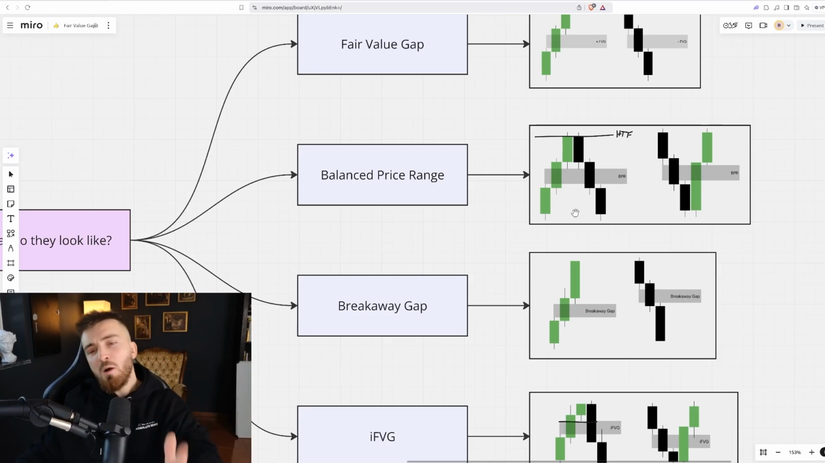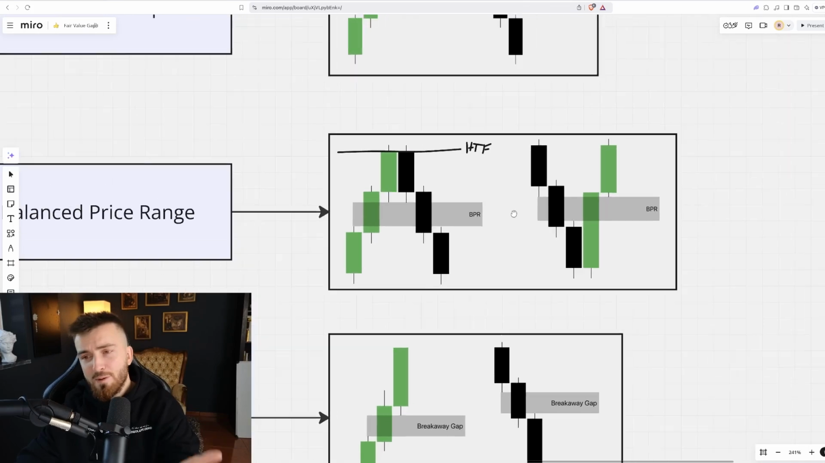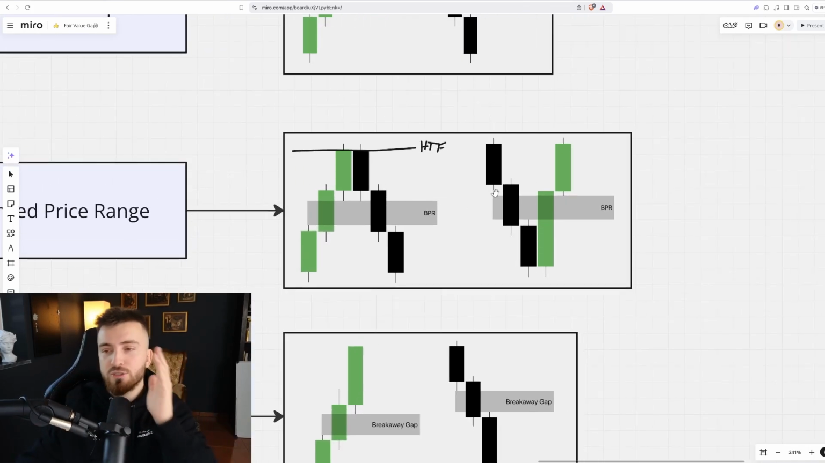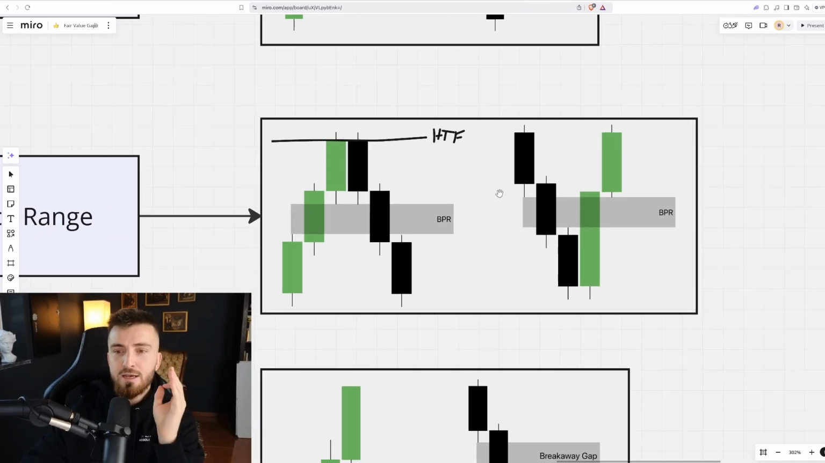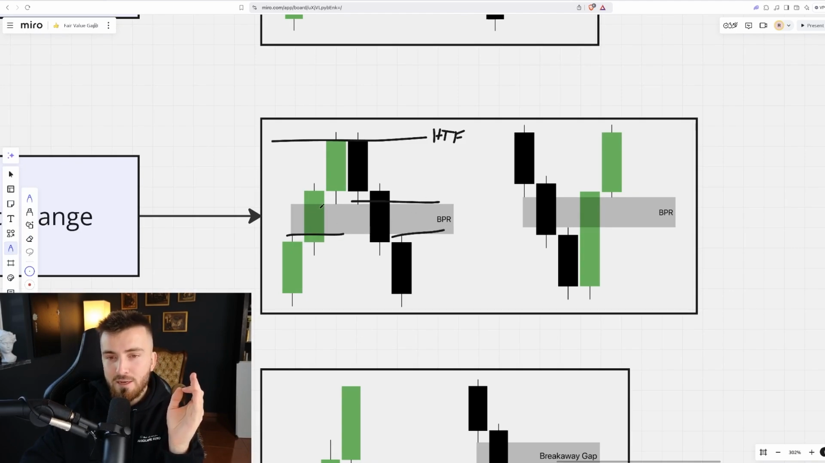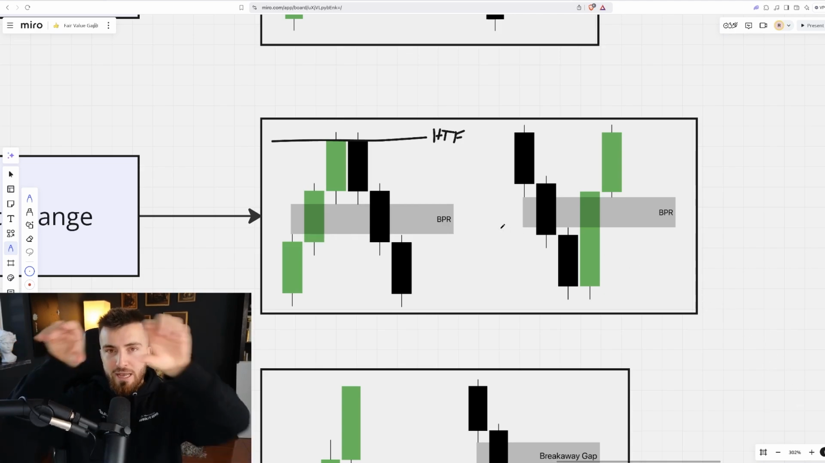I was going to talk seriously about the fair value gap and the BPR, and the breakaway gap is actually quite important. But the BPR is just a fair value gap that is overlapping with another. I'm sorry, I'm going to stop cursing. It's just a fair value gap that is overlapping with an inverted fair value gap, which we will talk about below. So a BPR is simply two fair value gaps that overlap.